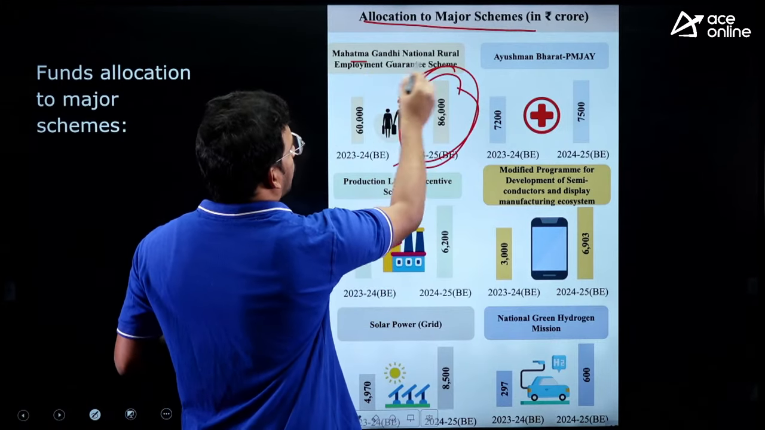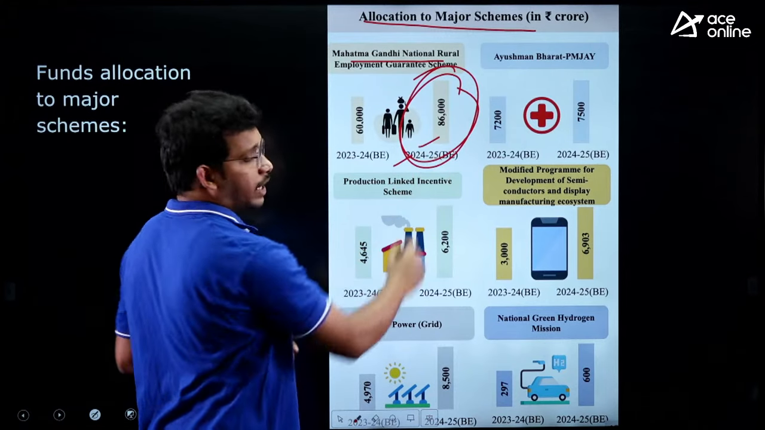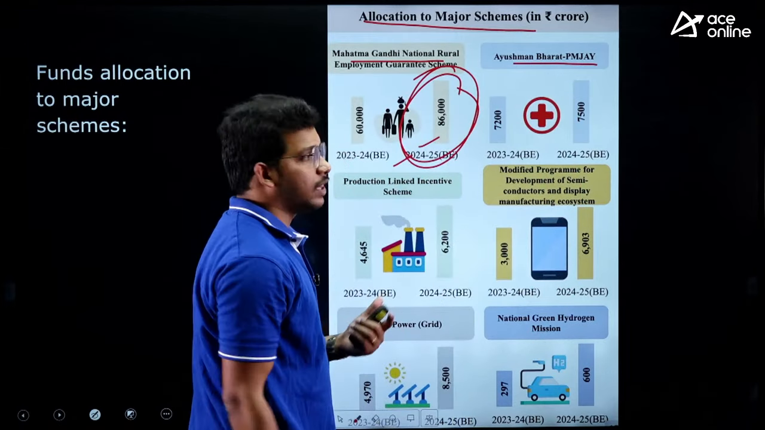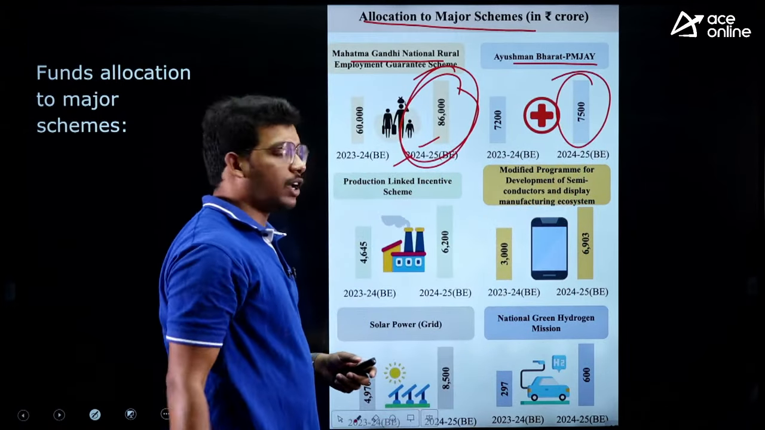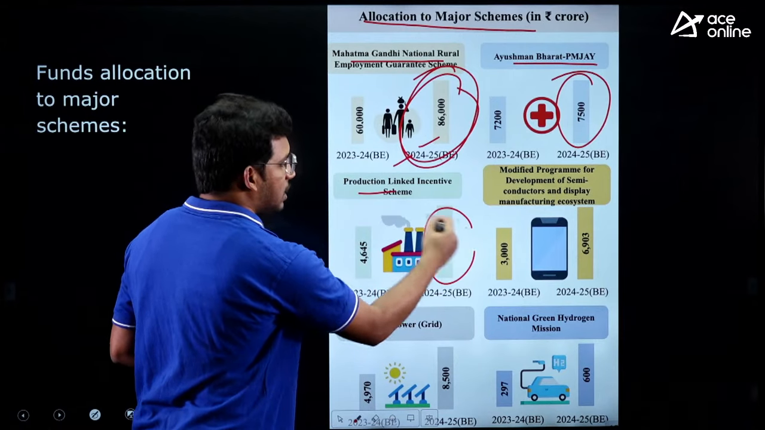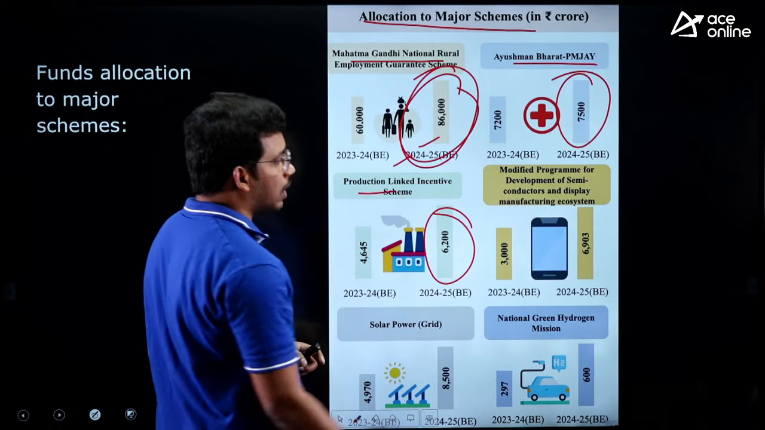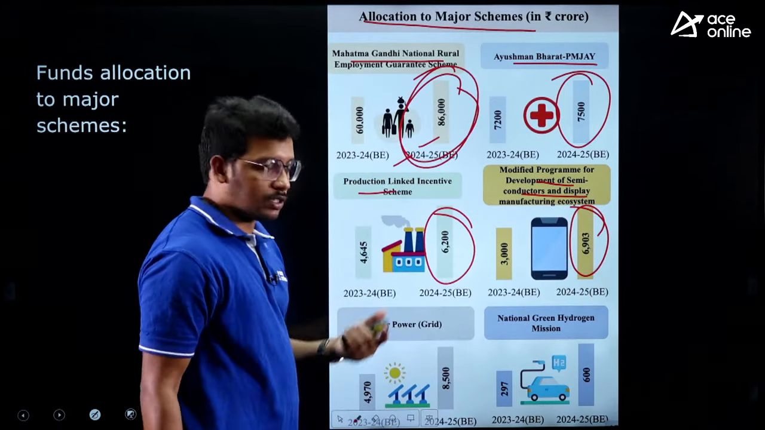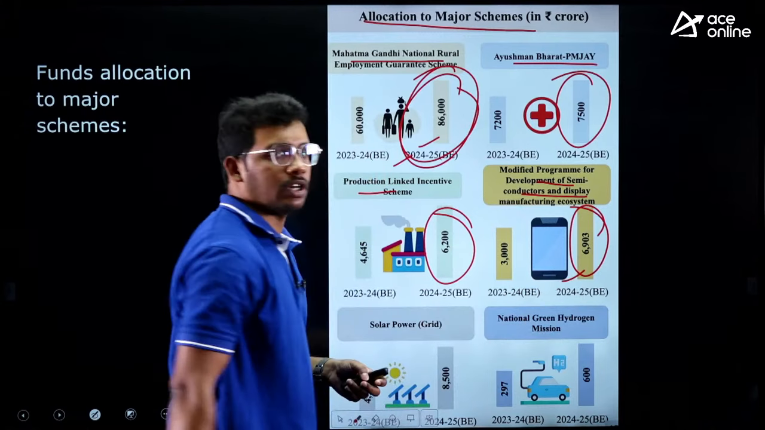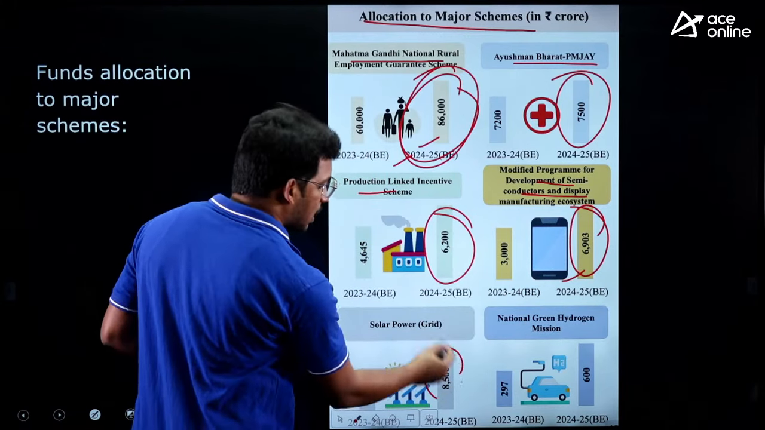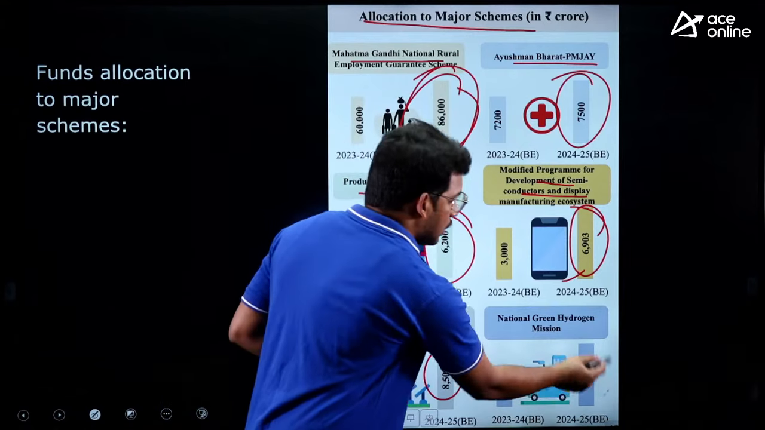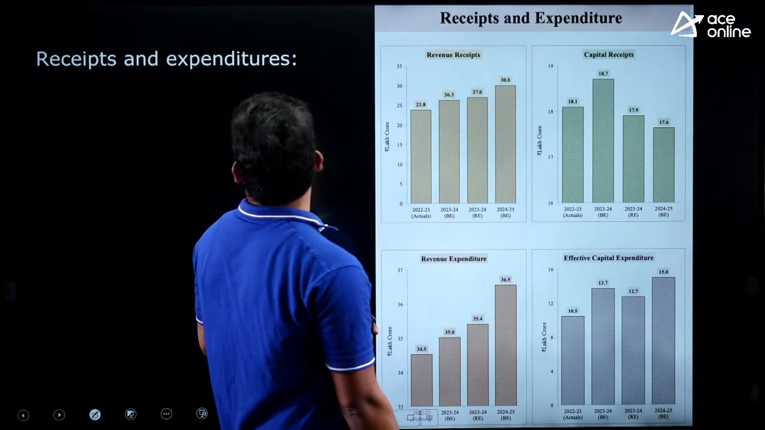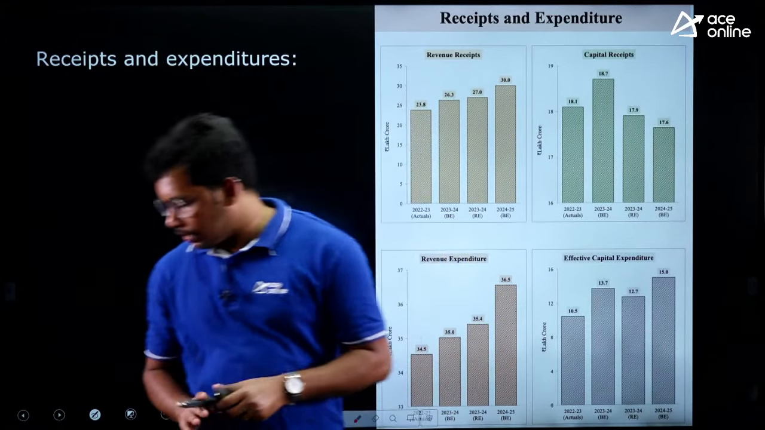So this MGNREGA scheme, it was allocated 86,000 crores. Then for the Ayushman Bharat health scheme, they have allocated 7,500 crores. Then the production linked incentive scheme, they have allocated 6,200. Then the modified program for development of semiconductors, chip development, they have allocated 6,903 crores. Then solar power, they have allocated 8,500 crores. Then the National Hydrogen Mission, they have allocated 600 crores, right? So that is about the certain facts.